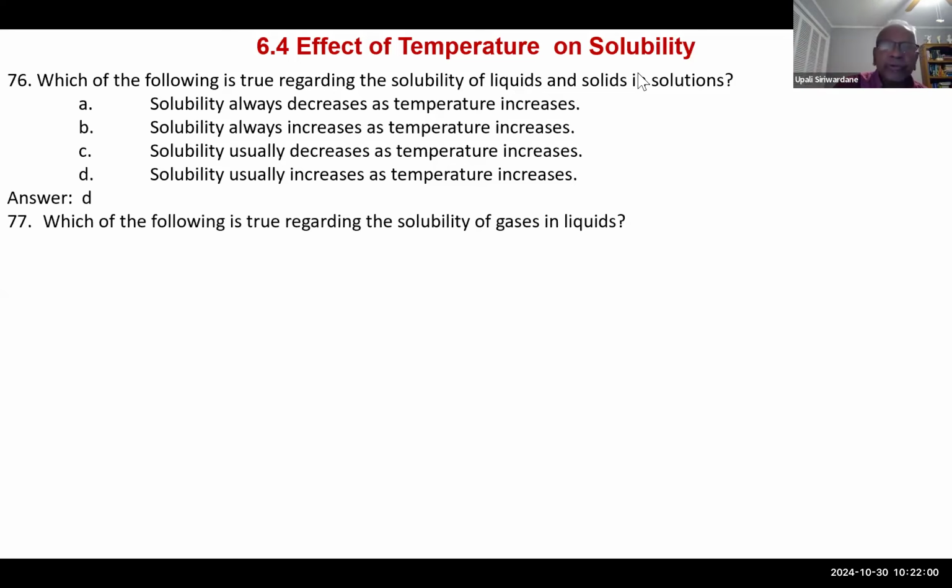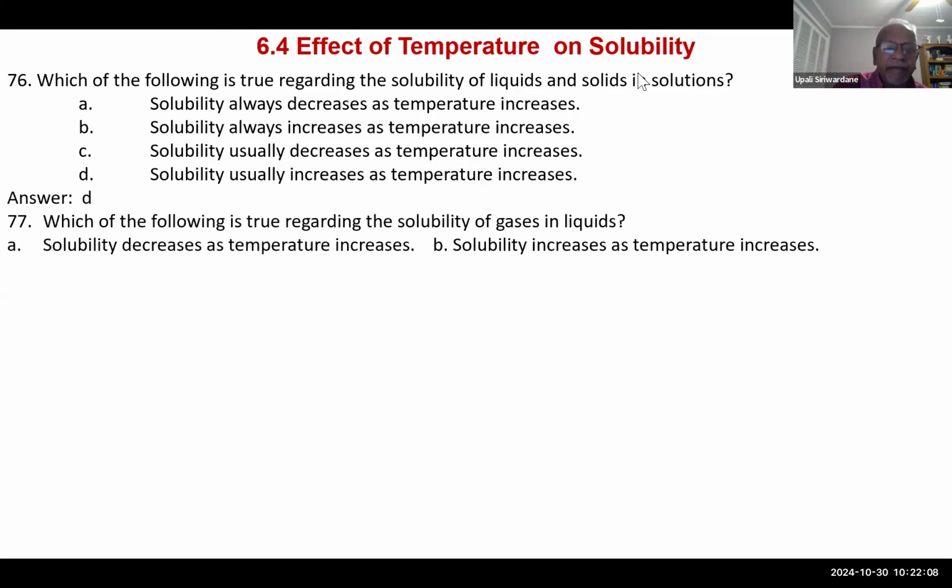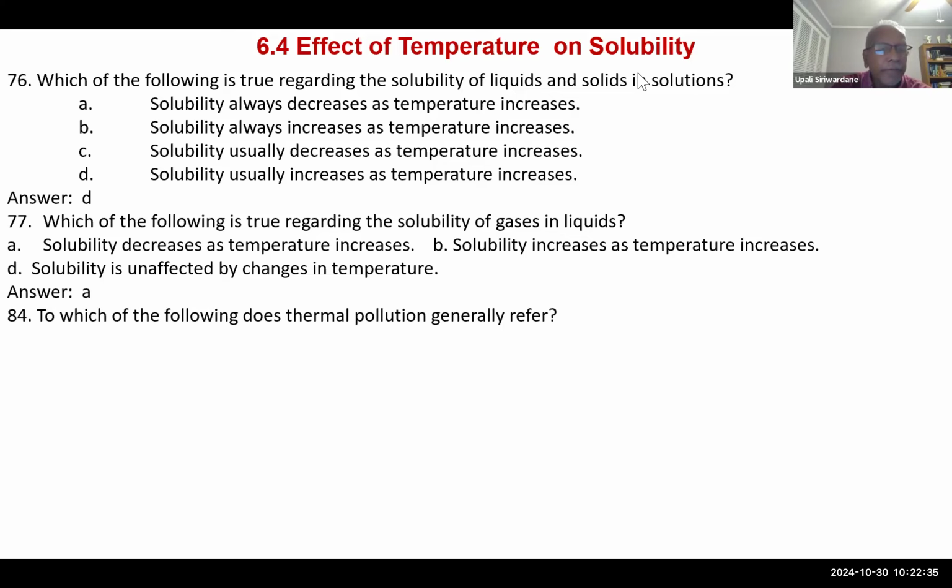Which of the following is true regarding the solubility of a gas in a liquid? Solubility decreases as temperature increases. That's a true statement. Solubility increases as the temperature increases? No. Solubility is unaffected by changes in temperature? That's not true. The answer is A. That's about gas solubility in liquids.